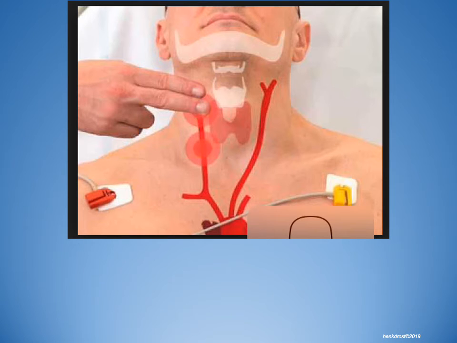When you perform carotid sinus massage, do it well. The patient has to be connected to a heart rhythm monitor. He has to lie down on his back, chin up, and you stimulate the carotid sinus for about 5 seconds. The place is lateral to the cricoid.